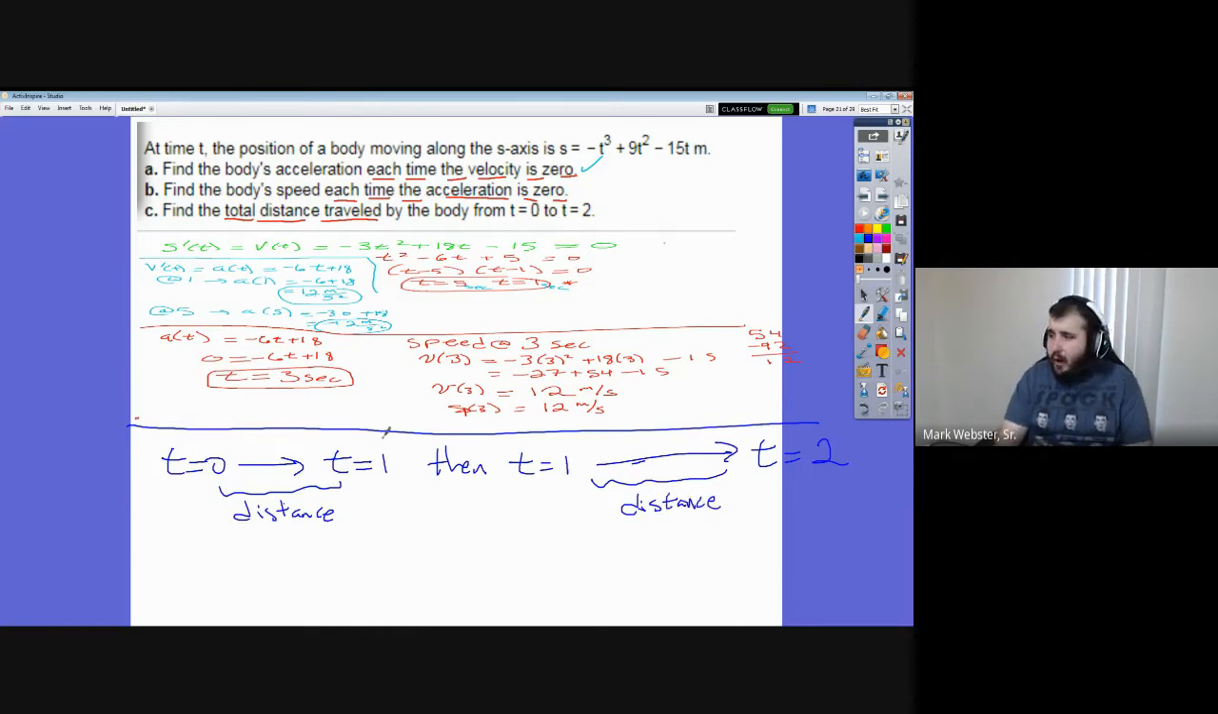And again, we are not looking to, like if he went here and then came back a little bit, we don't want this distance. We want this distance plus this distance. So it's very possible that the distance traveled here might be like negative or something. Don't bother with that. Just find the change. Don't worry about negative or positive.